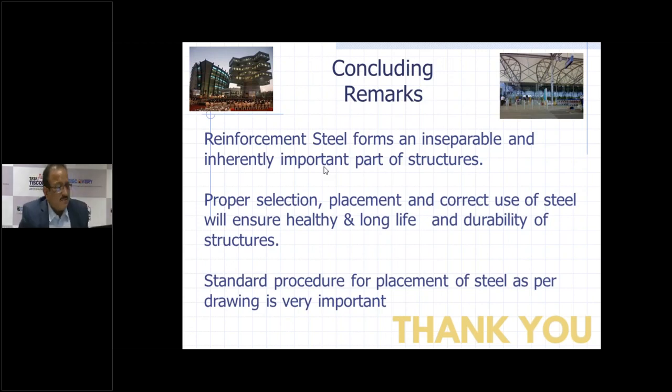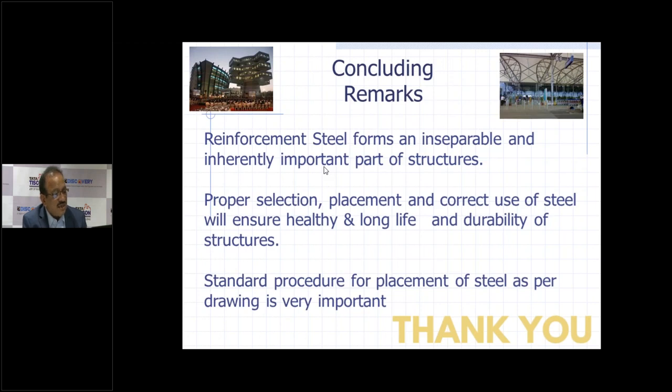Then the second question is, what is the percentage of scrap? It is very difficult to say, but you can expect anywhere between 2 to 4% scrap to be generated in the construction work. Then, RCC consultants don't allow plastic cover blocks, but you are telling us to use plastic cover blocks. What they tell now is to use GRC cover blocks.